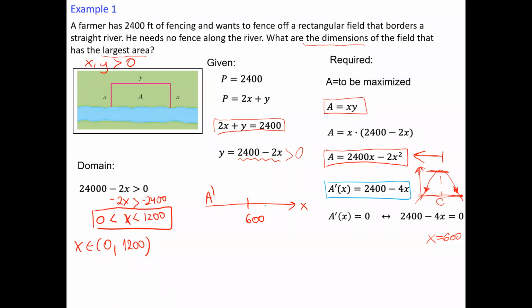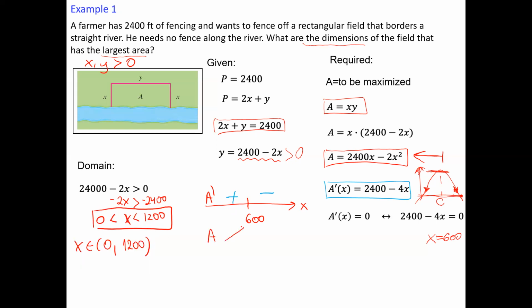When we substitute a number greater than 600, for instance 700, maybe 1000, 4 times 1000 is 4000, and 2400 minus 4000 will give us a negative number. That means this is negative. And when I substitute a number less than 600, like 1, 2400 minus 4 times 1 is positive. Okay, that's what's happening.